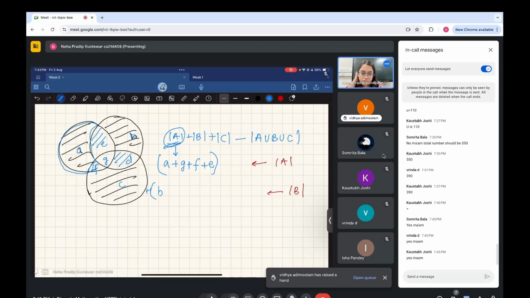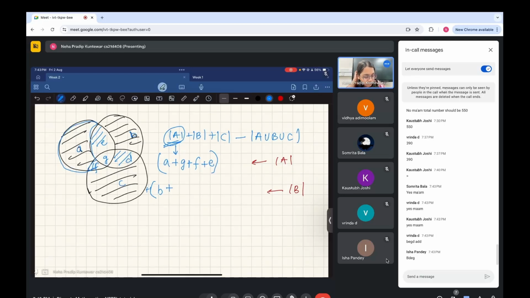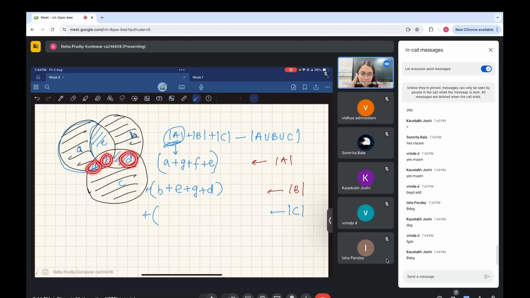Okay, so you are basically counting B, E, G and D. So this is what gets added when you count B. And what happens for C? Okay, so what you count is F, G, D, C. I hope that is what you meant in the chat. So the elements that you are counting are F, G, D and C for the set C. Is this okay?